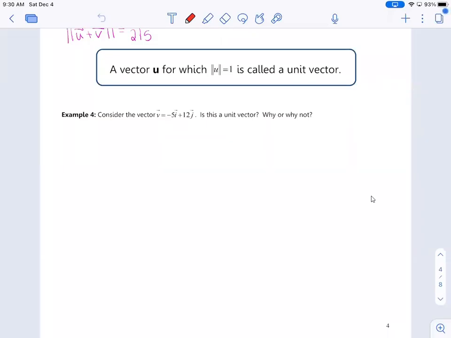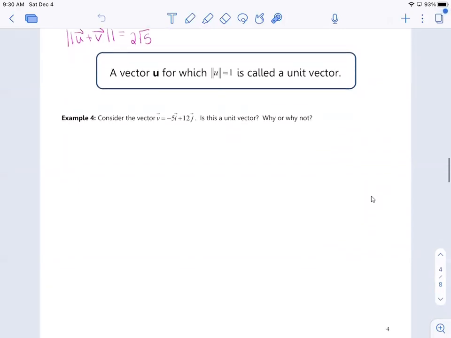So now we are at a unit vector. So we talked about magnitude, and remember that this notation here means magnitude. A vector u for which the magnitude equals 1 is called a unit vector. We want a unit vector because it will have a length of 1 and it will go in the same direction as the given vector. And this will be useful again in later mathematics courses.